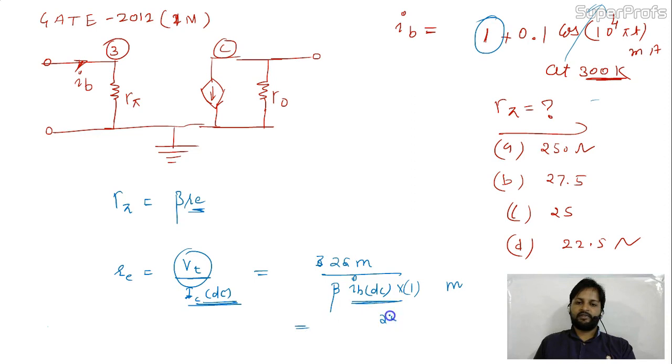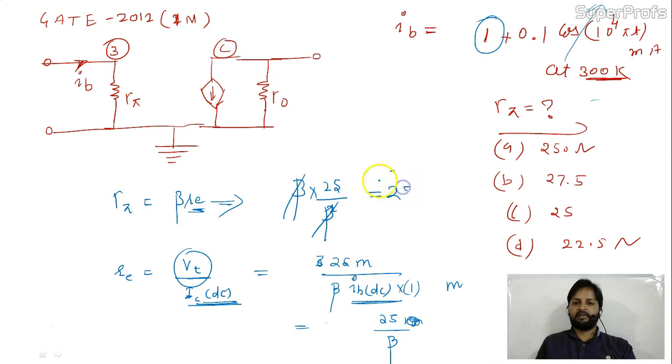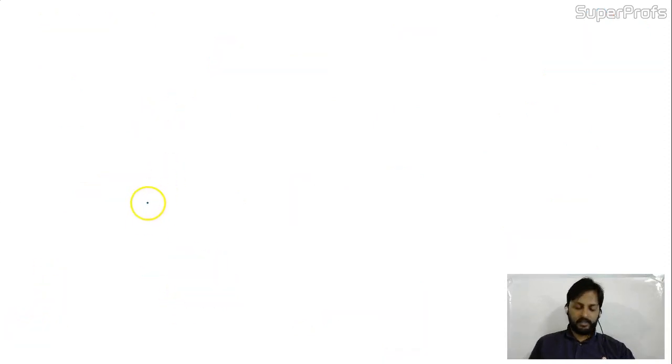So this is 25 milli. Milli will cancel out, divided by beta. Re is 25 by beta. Just place the value over here: beta into 25 by beta. Beta will cancel out. You are having 25. Option C is correct. You are getting 1 mark. Okay, so let's come to the next problem, and this is GATE 2014.